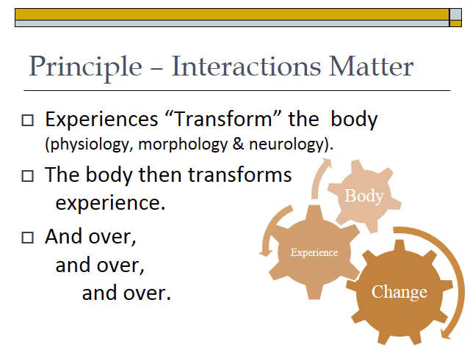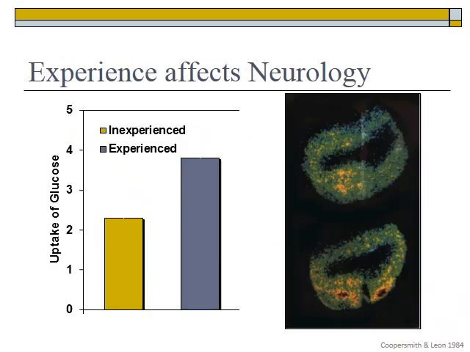And the body transforms experience. So if a goat, for example, becomes better at digesting and using blackbrush, then blackbrush is going to be a better food for them. It's going to give them a better experience. So the experience transforms the body, transforms the experience, over and over and over again. So that interaction is really important. I'll offer just 3 examples of how foraging transforms the body.